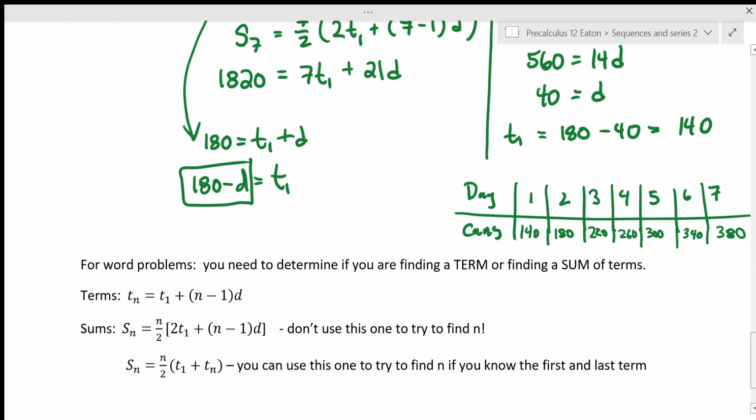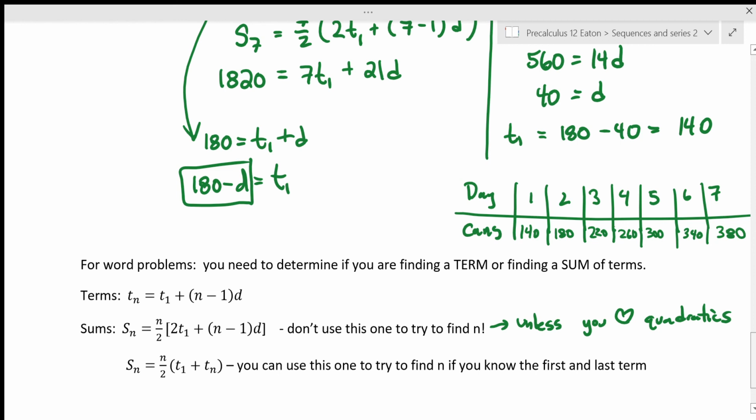We also have our two different formulas for sums, which are used for different things. For these problems, we used only the first formula because we didn't want to have to additionally calculate t sub n, although you can do that using your t sub n formula. The thing we have to be careful about is that first formula, if you try to use it to find n, you will end up with a quadratic equation in n. So unless you love quadratics, don't try to use that first one to find n. If you know the first and last term, you can use the second formula to find n, and you may need to work out some other things using your term formula.